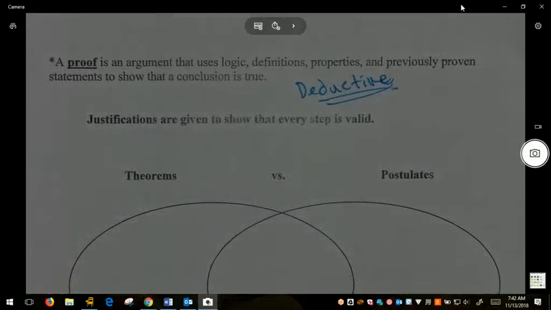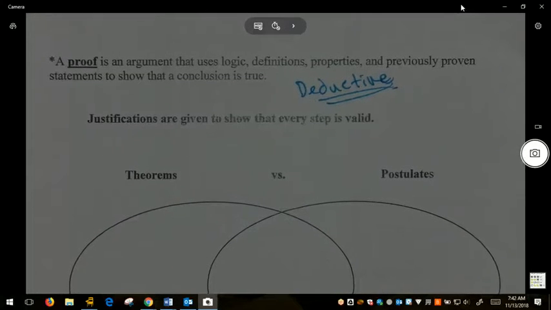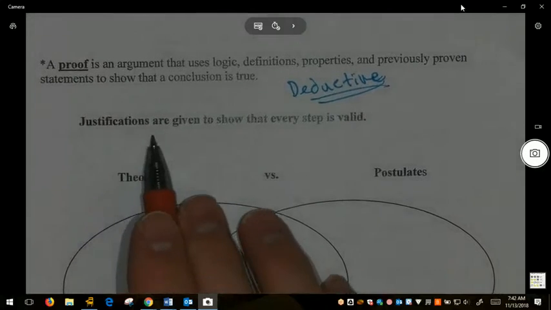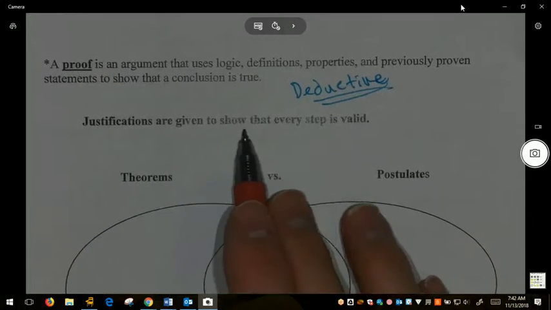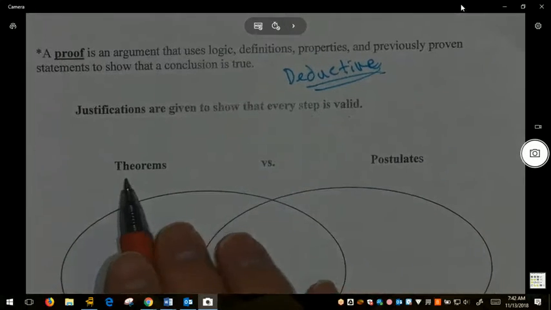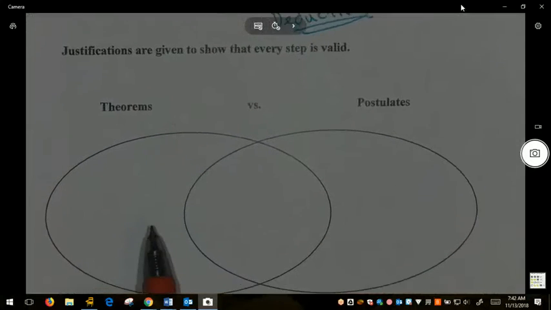We can kind of figure it out for ourselves or convince other people with an inductive exploration or inductive examples, but that's not a formal proof. So the justifications are given to show every step is valid. So we have a couple things. We've talked about them from the beginning here.